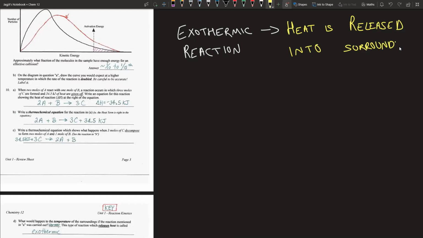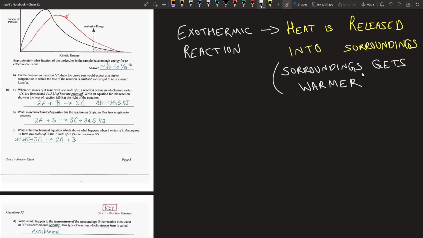Sometimes they might give you an example like a reaction happened and the surroundings got warmer. Was this exothermic or endothermic? Exothermic. Exactly, because heat was released, then surroundings will be warmer, right? Surroundings get warmer because it's released. If a reaction happens and surroundings get cooler, then it will be endothermic because it consumes heat from the surroundings. Endothermic consumes heat, okay?